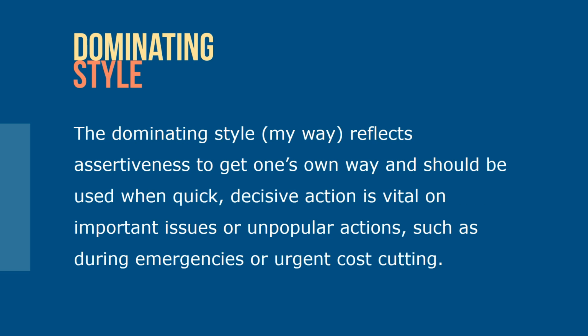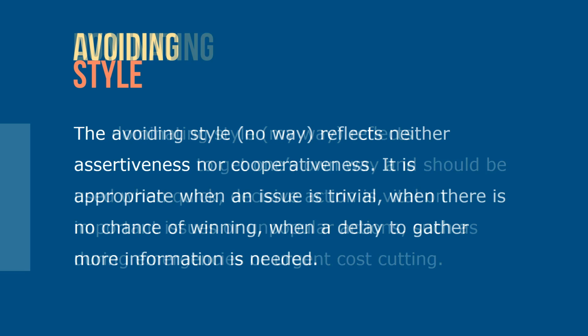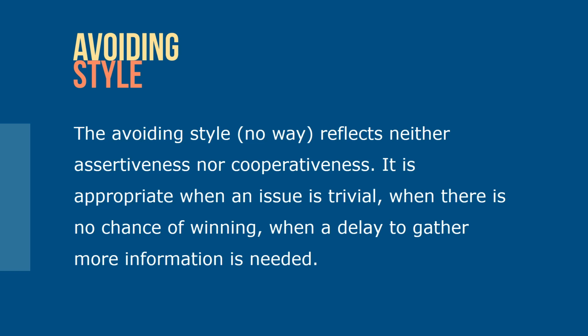The dominating style, my way, reflects assertiveness to get one's own way and should be used when quick, decisive action is vital, or for important issues or unpopular actions, such as during emergencies or urgent cost-cutting. The avoiding style, no way, reflects neither assertiveness nor cooperativeness. It is appropriate when issues are trivial, or when there's no chance of winning, when a delay to gather more information is needed, or when a disruption would be costly.